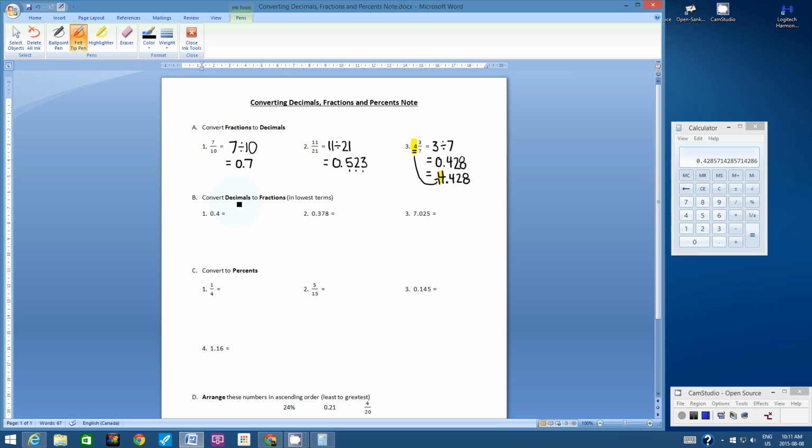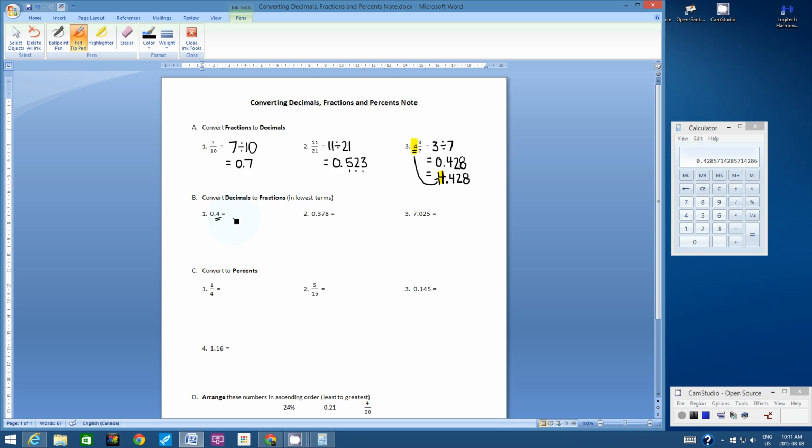Now we're going to convert decimals to fractions. So we're going to go in the opposite direction, decimals to fractions. And whenever we write a fraction, we always want to write it in its lowest terms. This is how we go about these questions. We look after the decimal place. We look for the last number in our number. In this case, the last number is a 4. We have to determine what place value column that 4 is in. Well, it's in the tenths column.